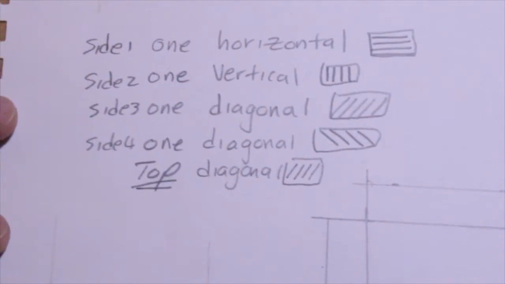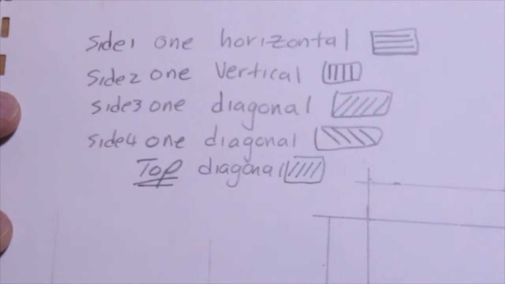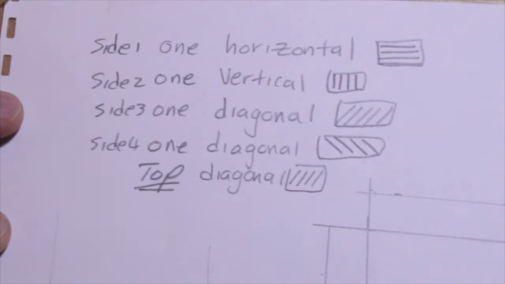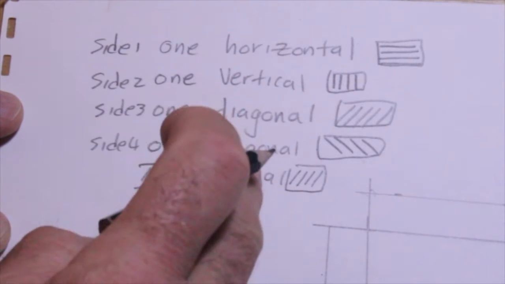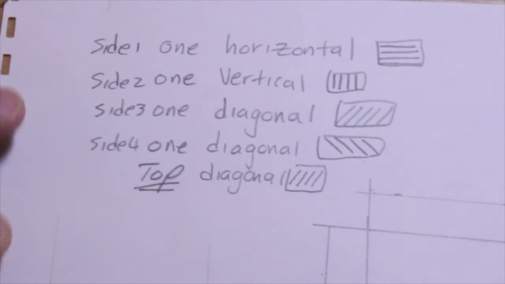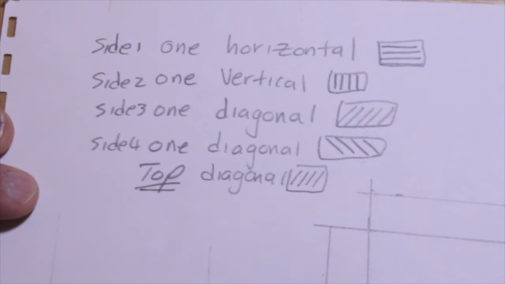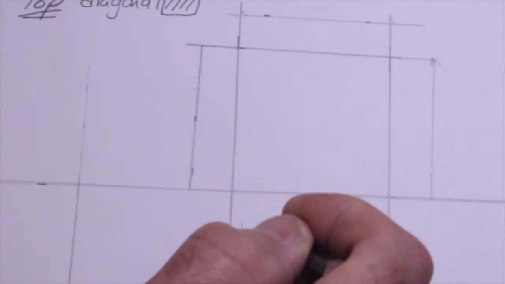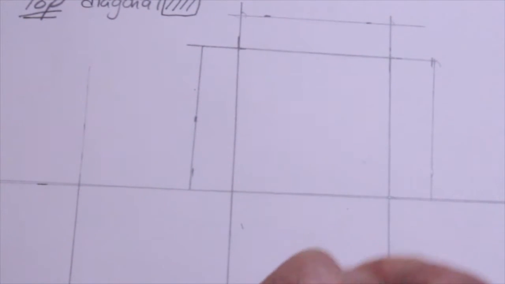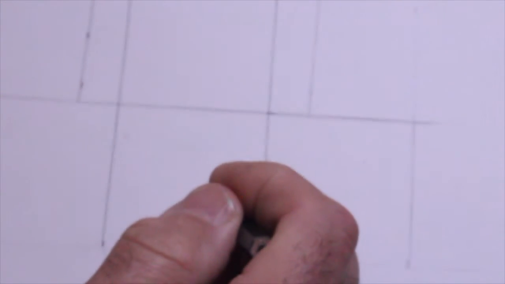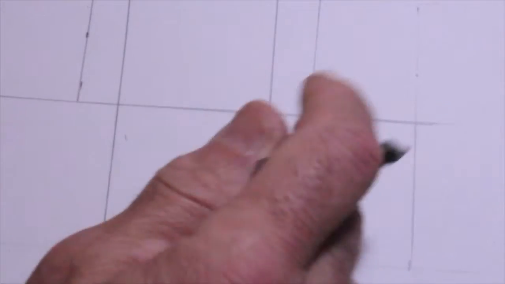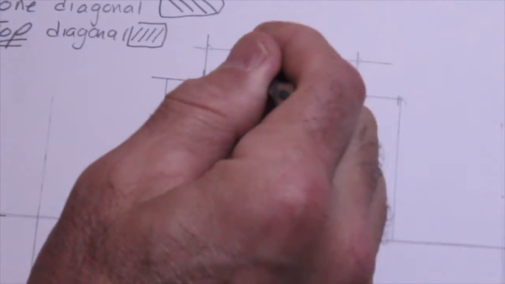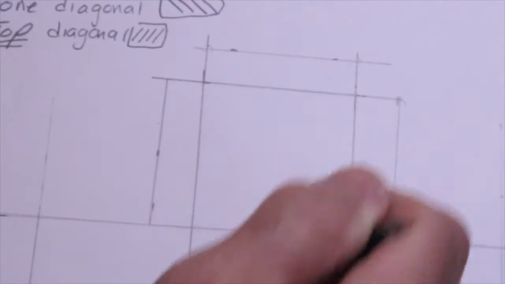When you do this assignment, side 1 will be horizontal. Lines will come across, multiple lines. Side 2, vertical. These will be vertical lines. Side 3 will be a diagonal line that goes like this. Diagonals going like this. Side 4 will have diagonal lines going the opposite way, meeting up with this one. And the top will be a diagonal. You have a diagonal coming across like that.